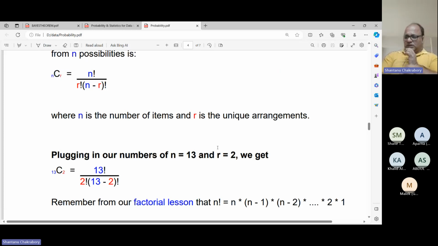Suppose we have 13 factorial, that means 13 into 12 into 11 into 10 into 9 into 8 into 7 into 6 into 5 into 4 into 3 into 2 into 1. 2 factorial is 2 into 1. 11 factorial is 11 into 10 into 9 into 8 into 7 into 6 into 5 into 4 into 3 into 2 into 1. So this is how we calculate 13C2, 52C2, and this is how permutation and combination is used in the problem. So this is the formula.